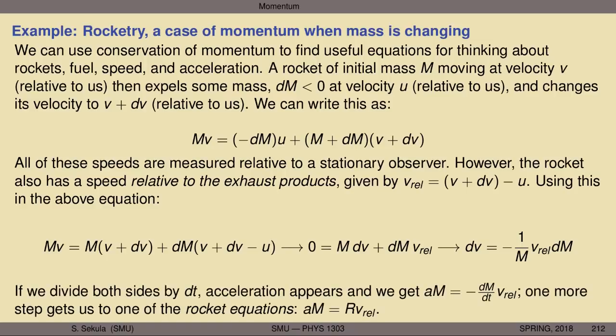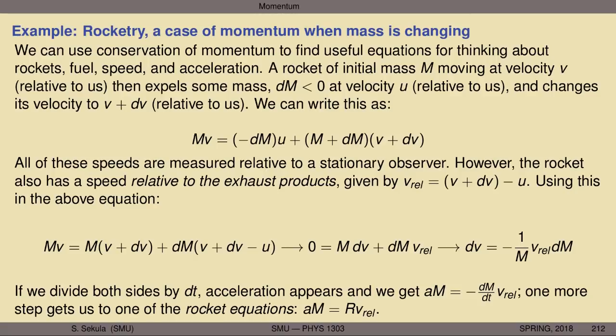Now, if we divide both sides by a small change in time, if we think about changes in velocity with respect to time, then we have dV/dt on the left side. That's acceleration. And we get an equation that relates the acceleration of the rocket, the original mass of the rocket, including its original fuel complement, the change in mass with respect to time, that is how fast it can eject fuel out the back, and the velocity of the rocket relative to its own fuel. So that would be, for instance, the speed with which the exhaust shoots out the back of the rocket.